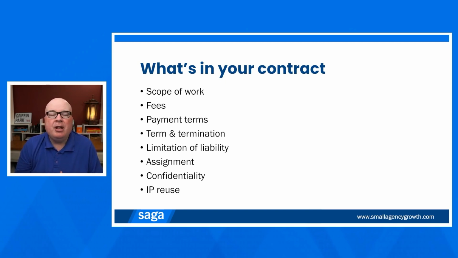The contract should also cover the term and termination. In other words, should this be a 1-year contract, a 2-year contract? Should it be month to month? My personal preference, which I've used with virtually all of my agencies and other businesses over the years, including Saga, when I do work, is that I typically prefer to have it as an open-ended month-to-month agreement.